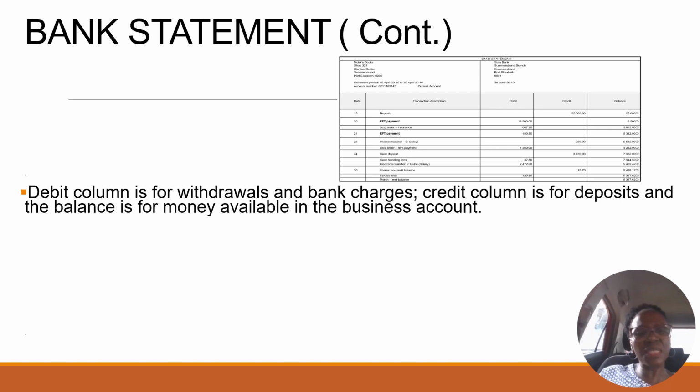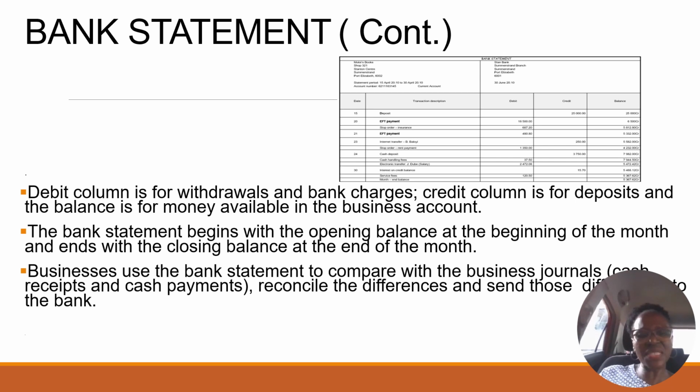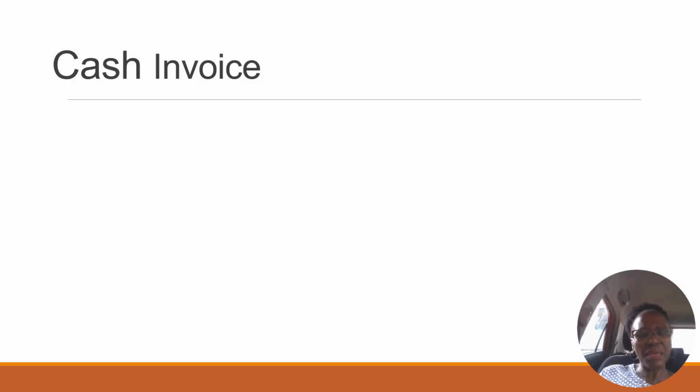Continuation with bank statement. The debit column is for withdrawals and bank charges. The credit column is for deposits, and the balance is for the money available in the business account. The bank statement begins with the opening balance at the beginning of the month and ends with the closing balance at the end of the month. Businesses use the bank statement to compare with the business journals, that is the cash receipt journal and cash payment journal, reconcile the difference and send those differences to the bank.